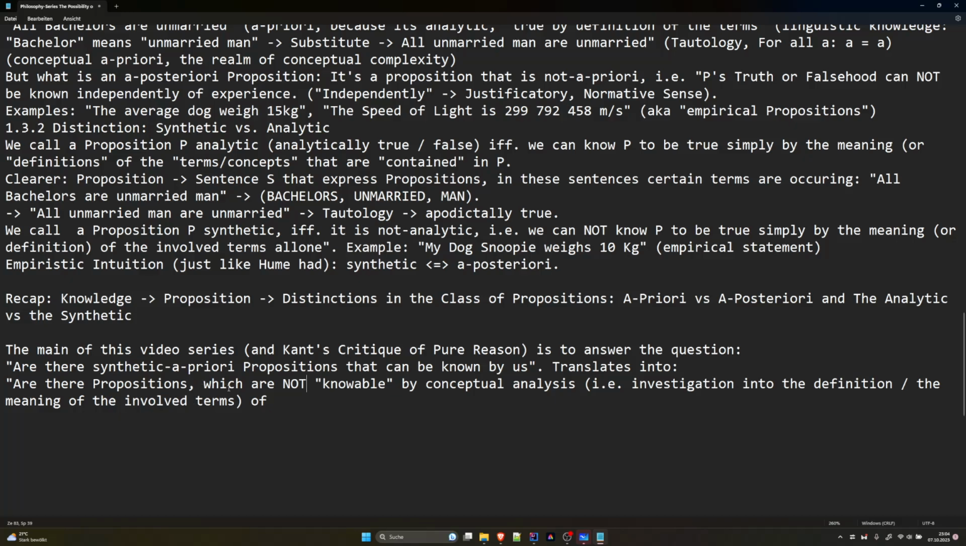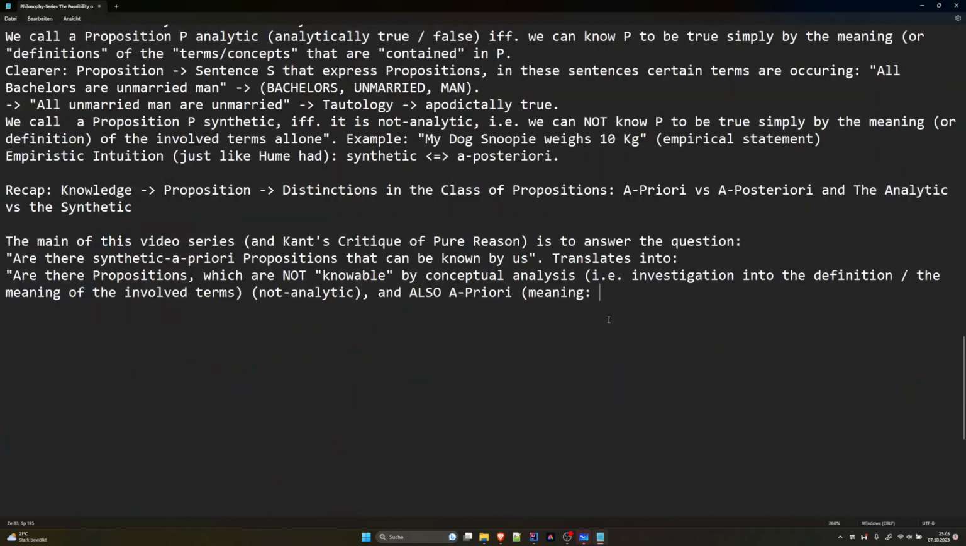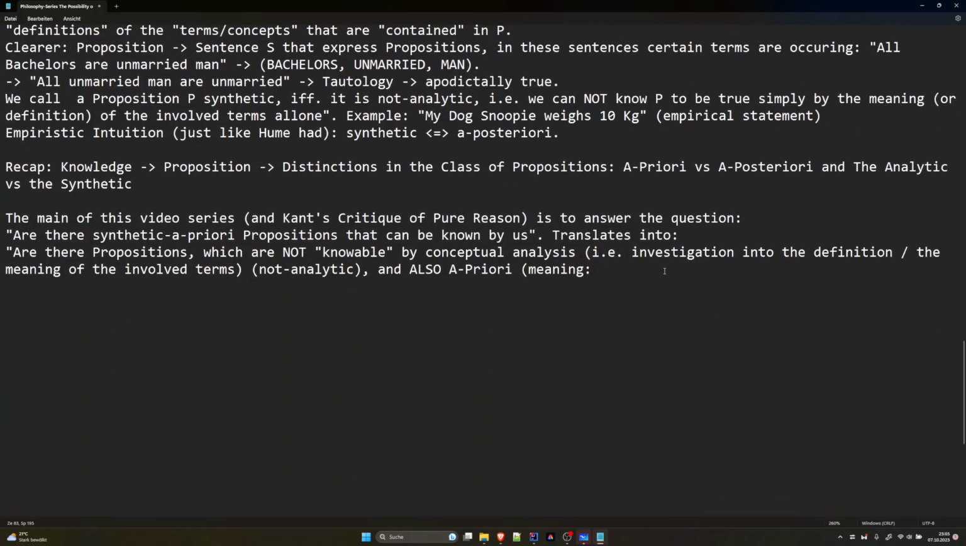Are there propositions that are true, but they are not true simply due to the definition and the meaning of the involved terms? So they are synthetic, they are not analytic. This is not analytic. And also a priori. Meaning, again, we can substitute our understanding in this definition for what we mean by a priori.